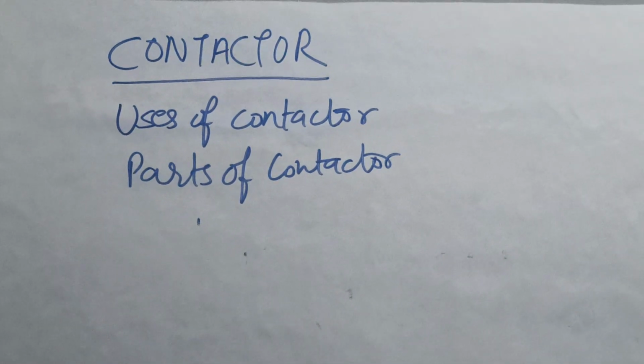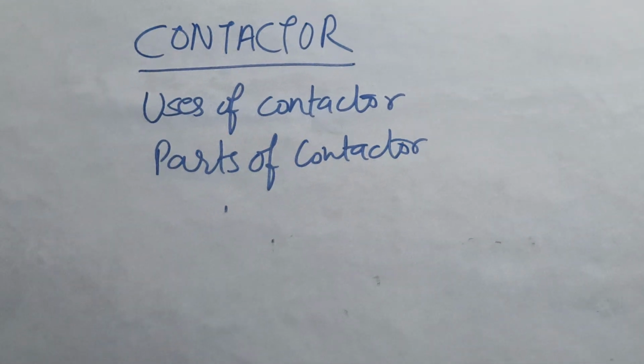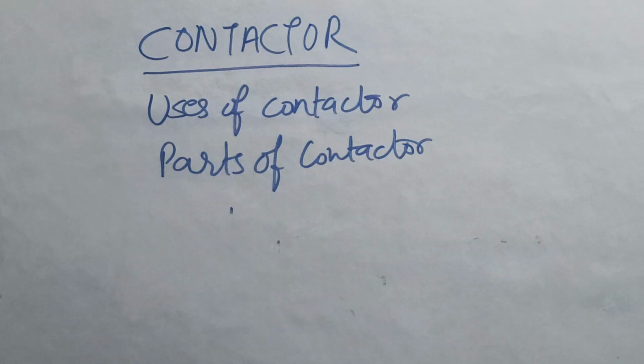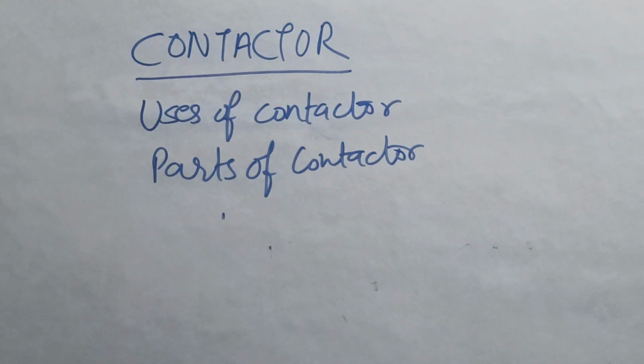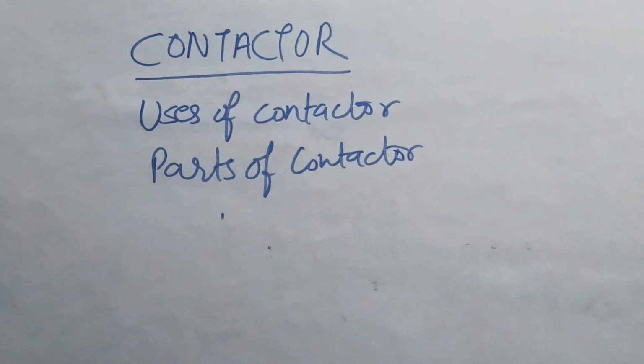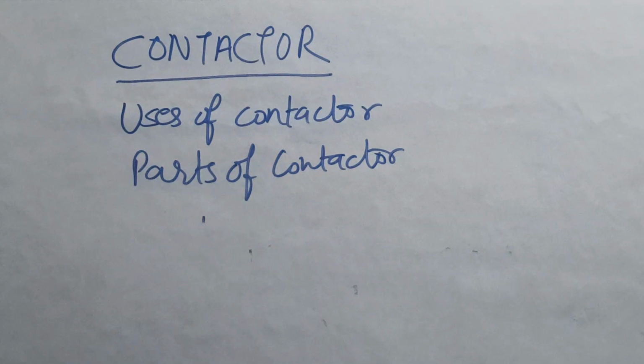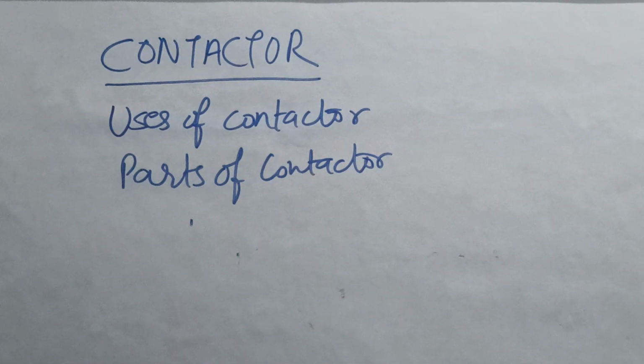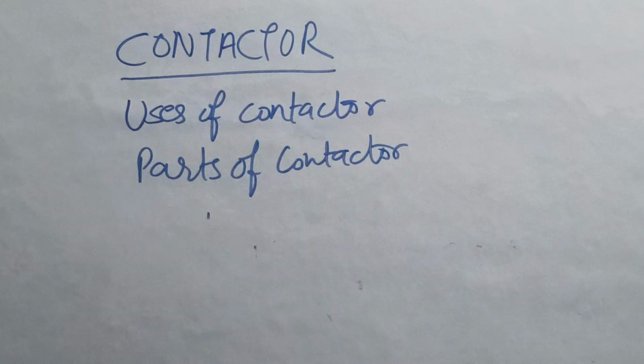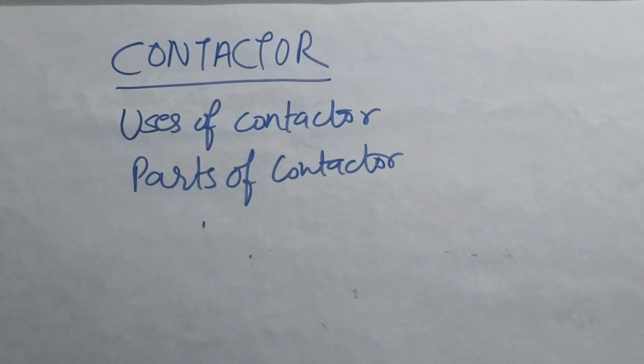Contactor is mostly used in DOL starter, star delta starter, and for the interlocking of LT panel. So first we will discuss what is the use of contactor. So it is used in DOL starter, star delta starter, and for the interlocking of electrical circuit.